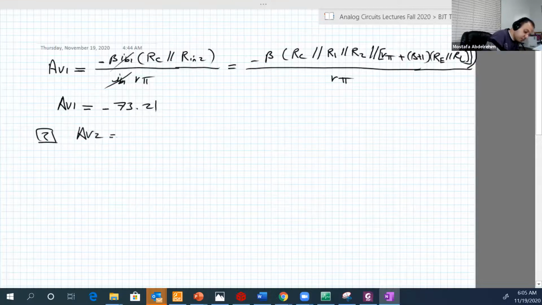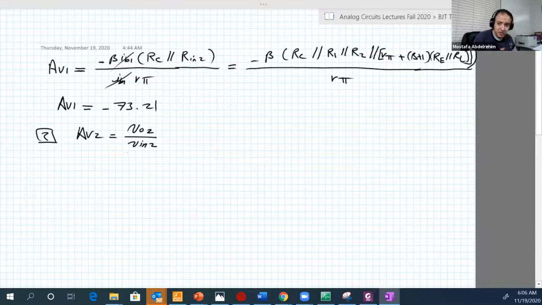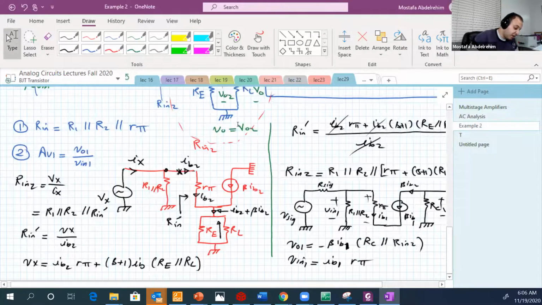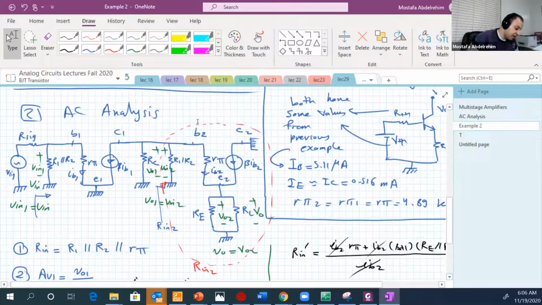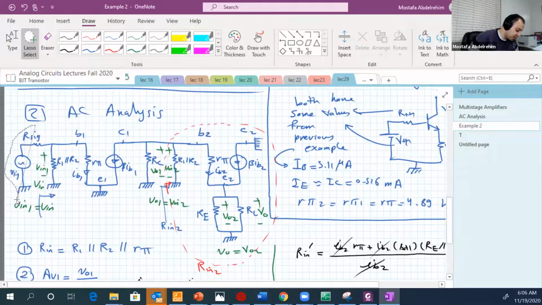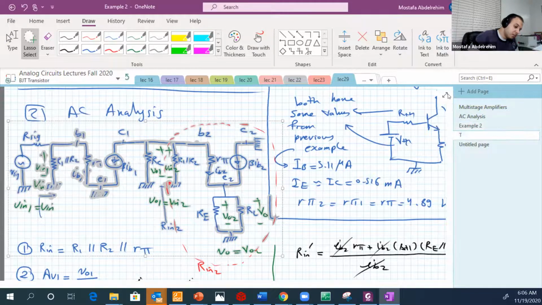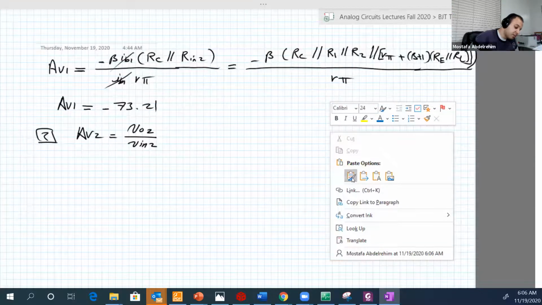Okay. Number 2. AV2. AV2 is VO2 over V input 2. And that's a lot easier. So let's go back and copy and paste the circuit that we have. You can just go with the original circuit. No problem with that.